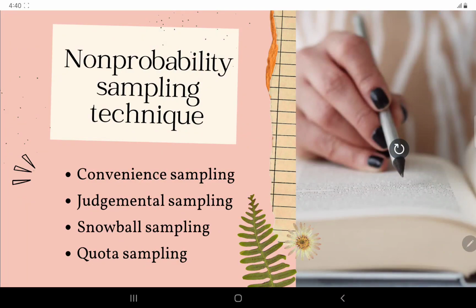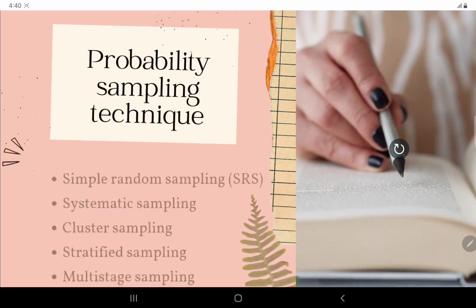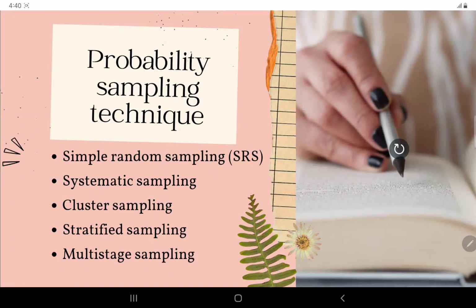As I mentioned before, sampling technique is divided into two types. The first one is non-probability and the second one is probability sampling technique. For non-probability sampling technique, we have four techniques: convenience sampling, judgmental sampling, snowball sampling, and quota sampling. Meanwhile, for probability sampling technique, we have five sampling techniques: simple random sampling (SRS), systematic sampling, cluster sampling, stratified sampling, and multi-stage sampling.